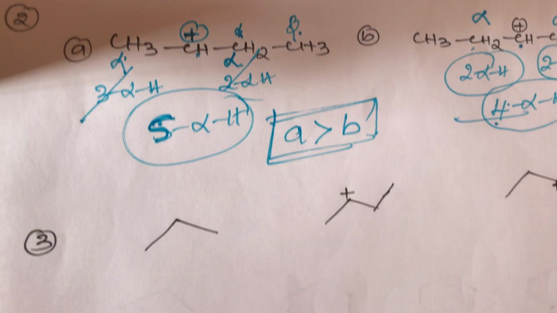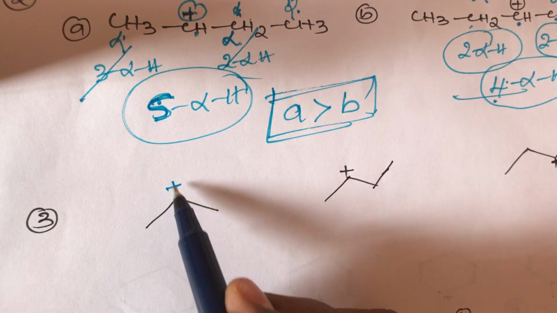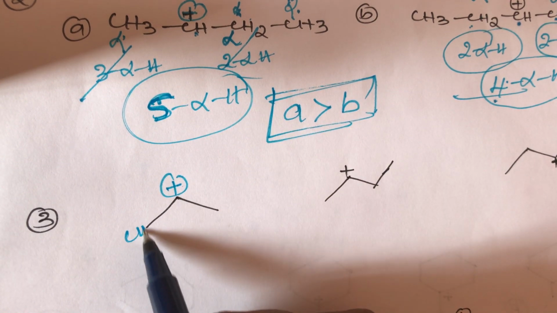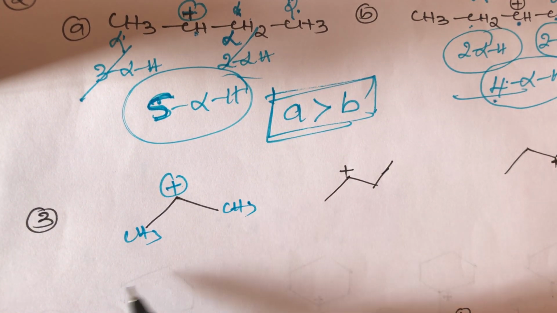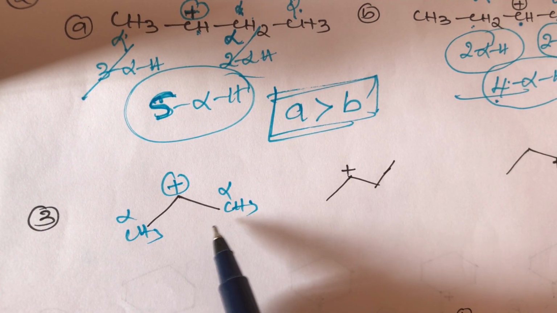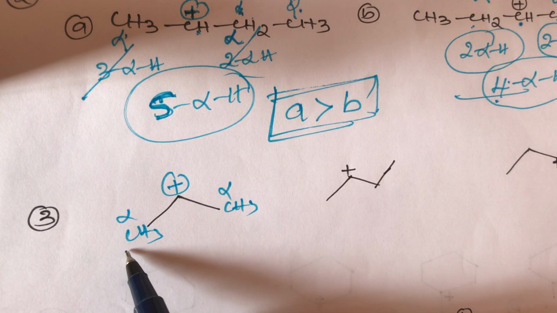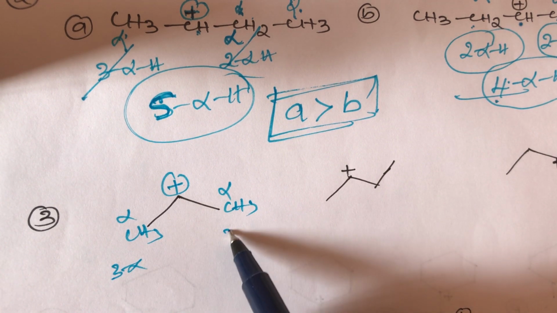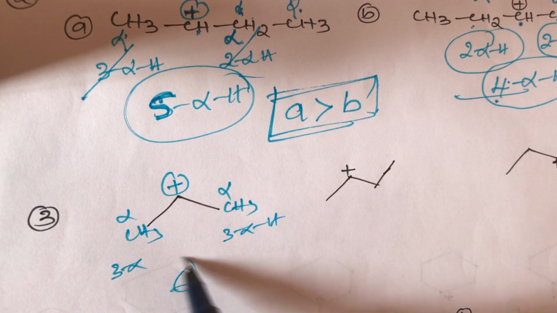Students, now take one more example. This is also a line structure. This is the carbocation. This is CH3. Here there are 2 alpha carbons, and each carbon has 3 alpha hydrogens. So 3 alpha hydrogens each, total 6 alpha hydrogens.